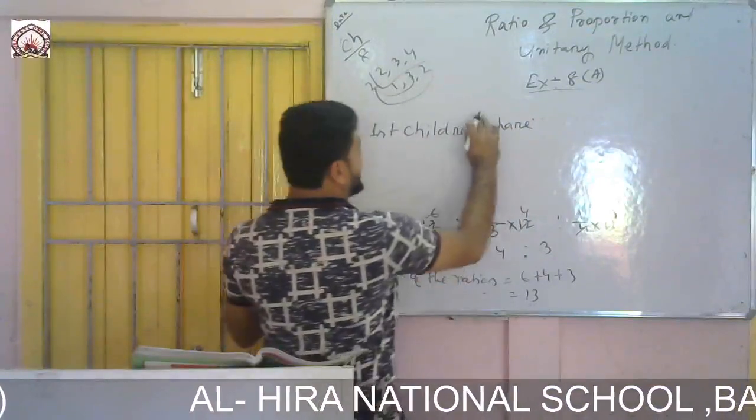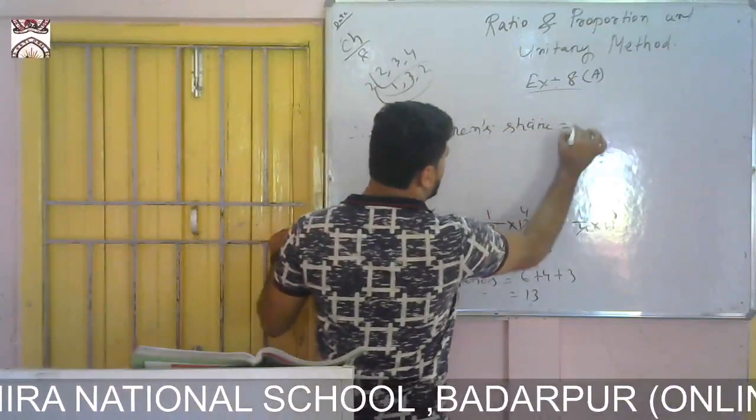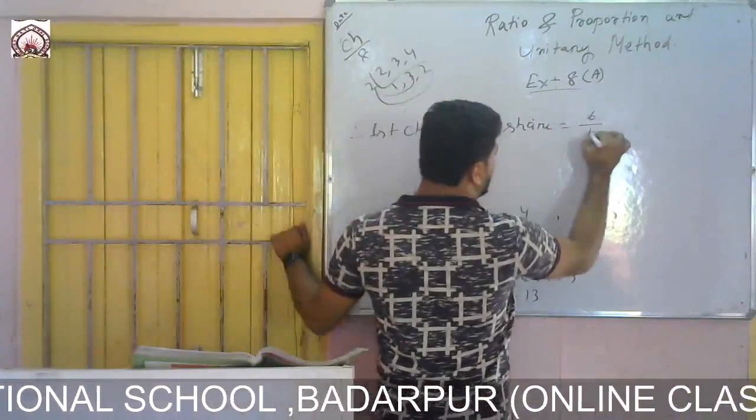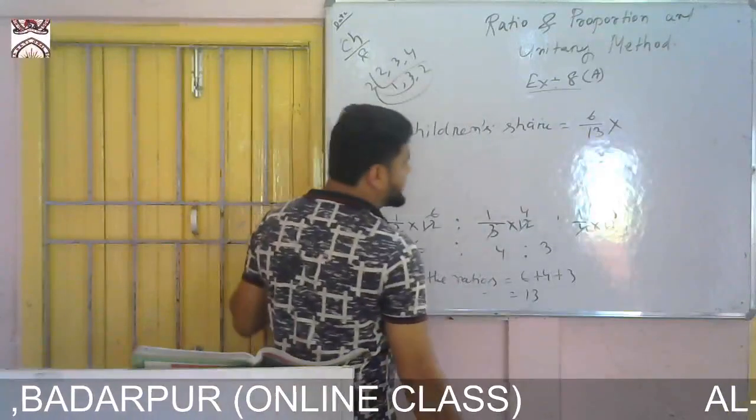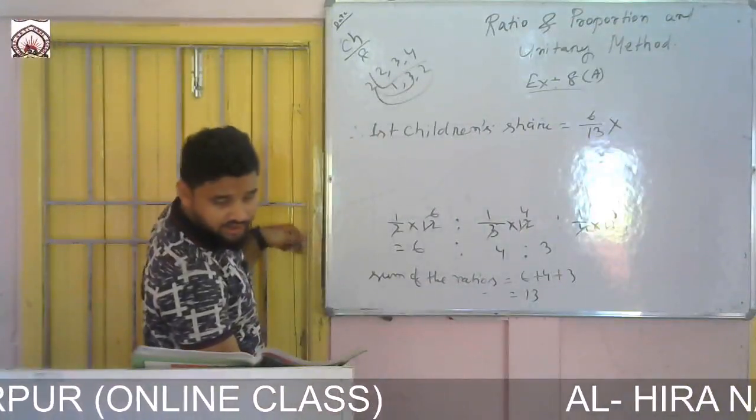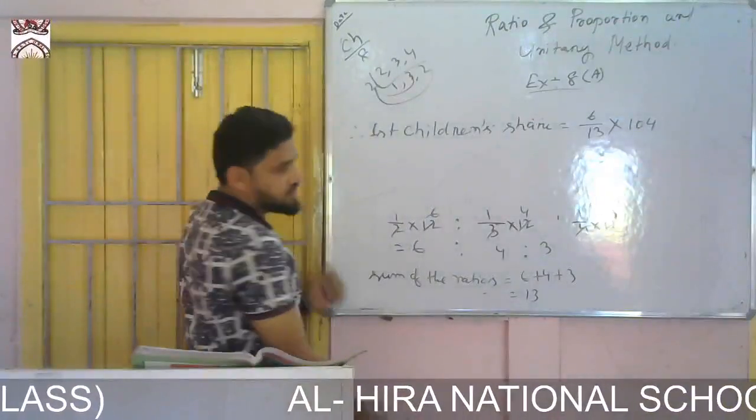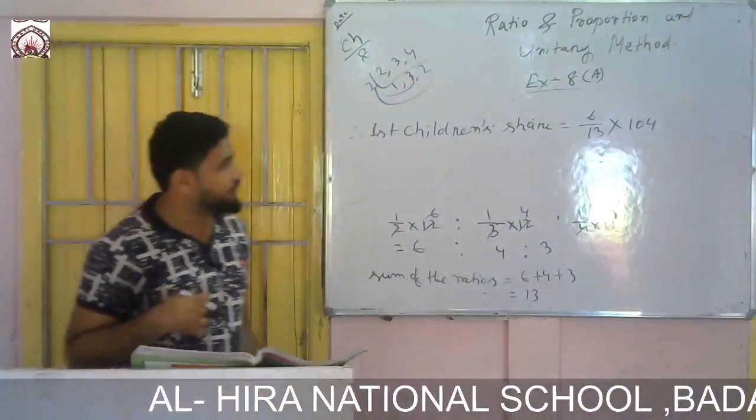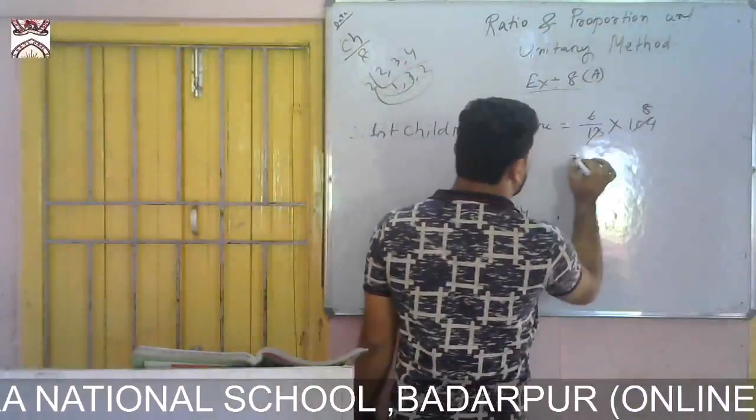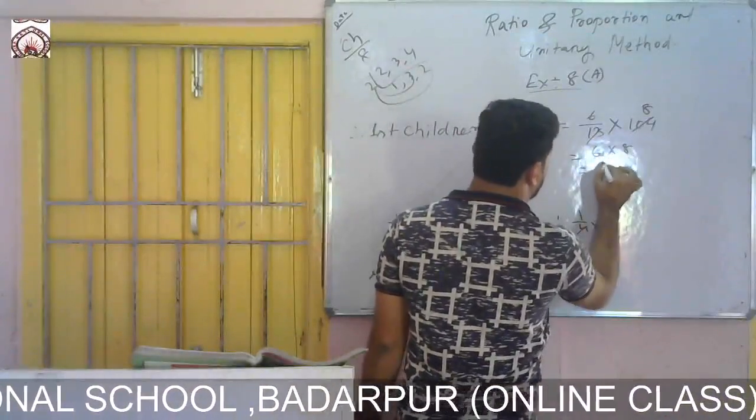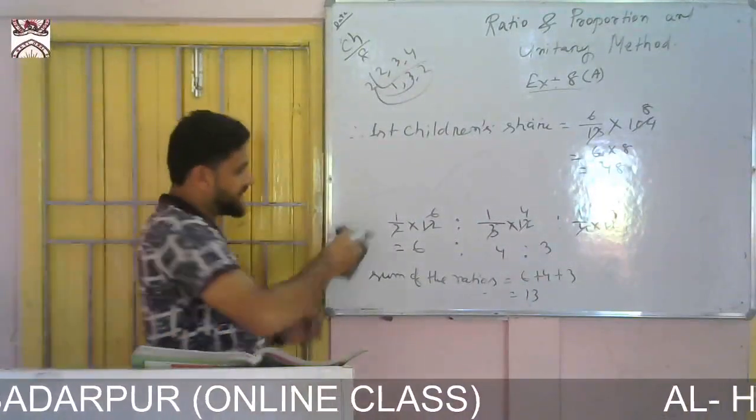First children's share equals to what? 6 by 13 into what? 6 by 13 into what? Total is what? 104. 104. Okay. So 6 by 13 into 104. So 13 8s are 104. So 6 into 8, it is what? 48. Okay. Now come to second.